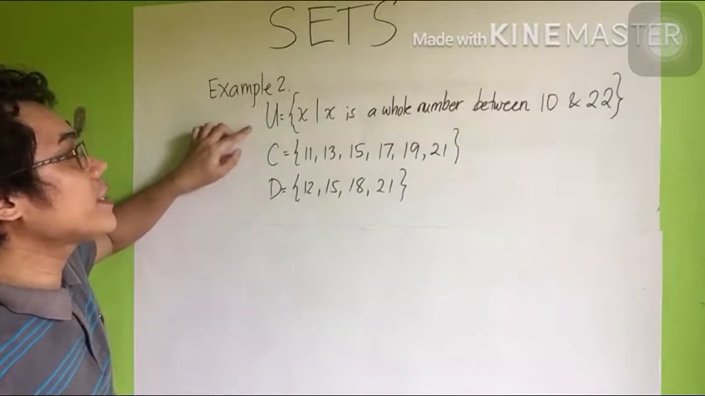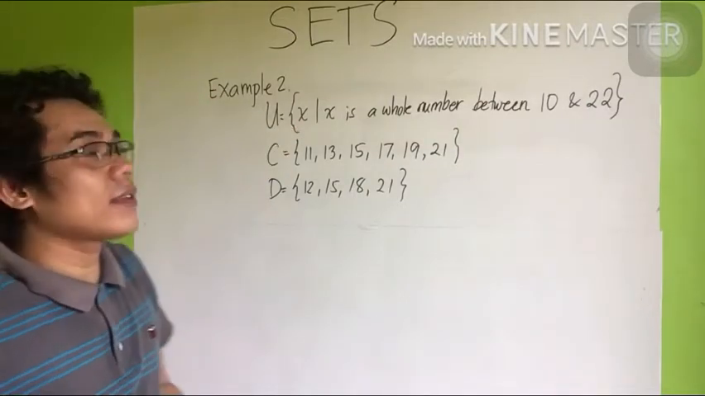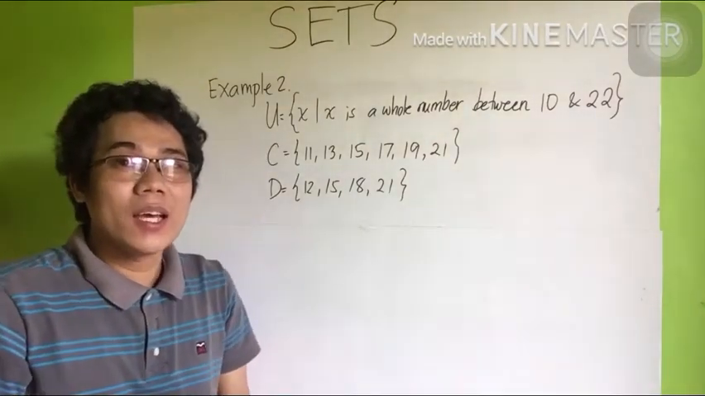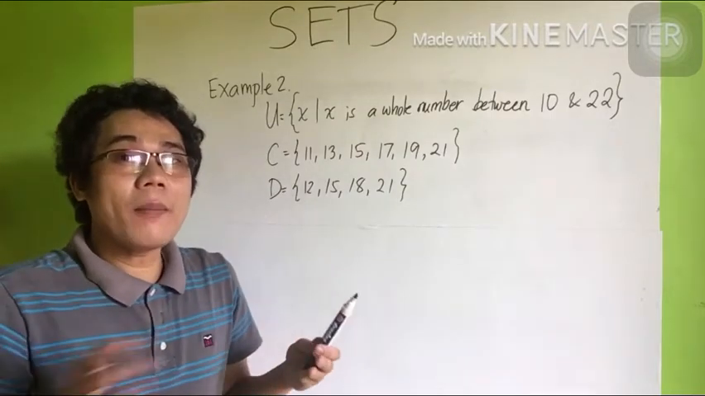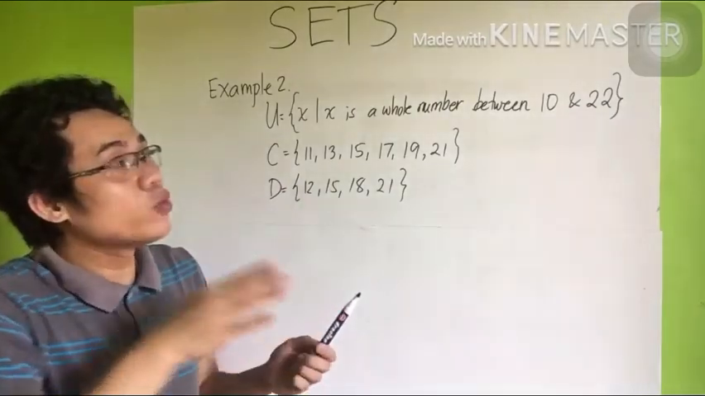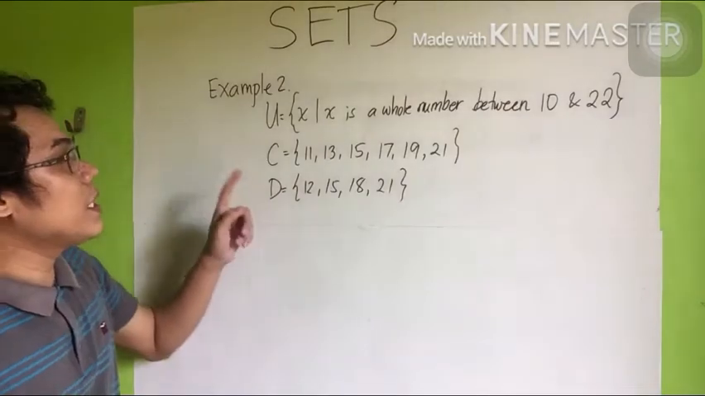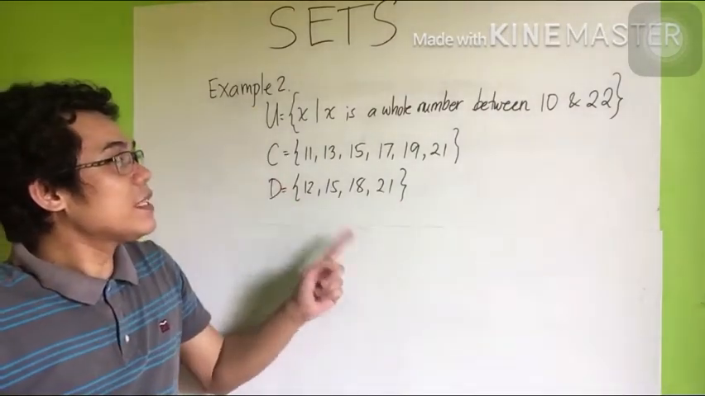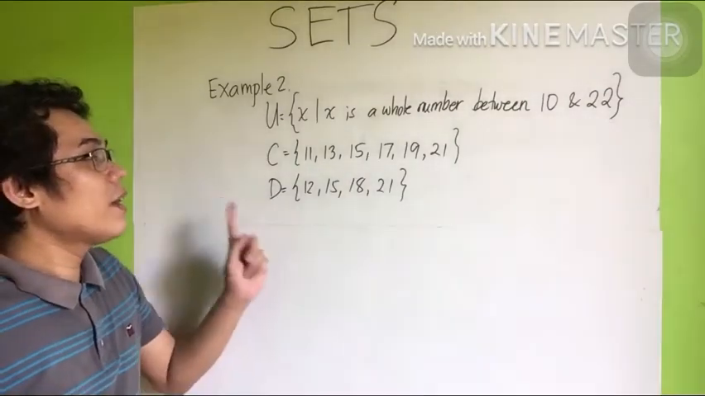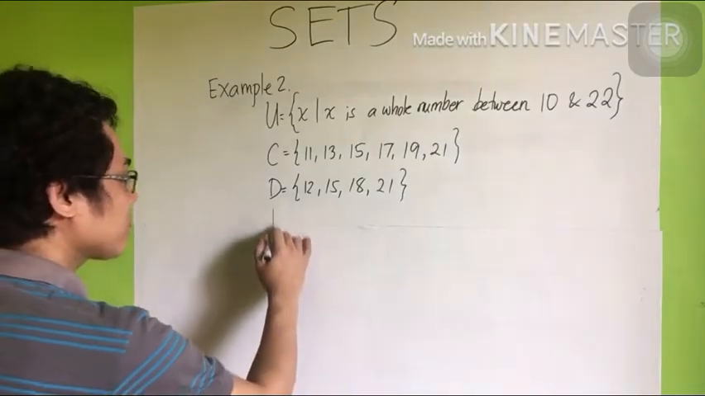The universal set U is the collection of x such that x is a whole number between 10 and 22. Pag sinabi nating between, ibig sabihin yung numbers from 11 up to 21. Hindi kasama yung 10 at saka 22. And then C to be 11, 13, 15, 17, 19, and 21. Whereas D is the set of 12, 15, 18, 21. So, gawa tayo ng Venn diagram for this.